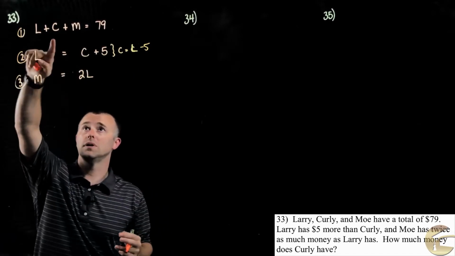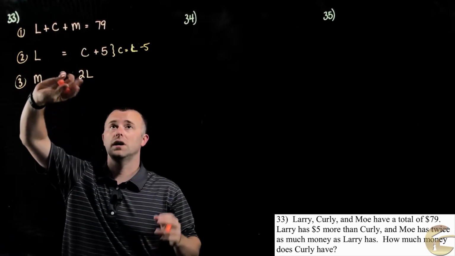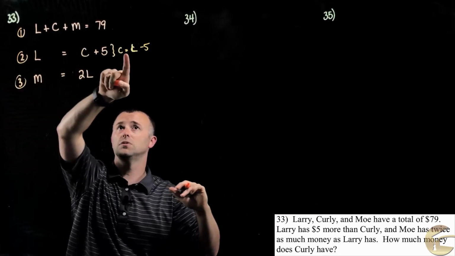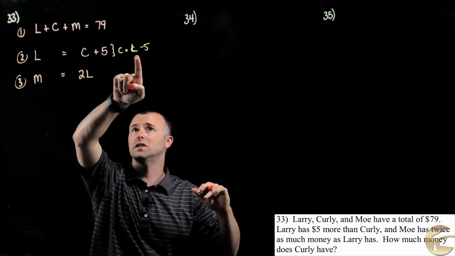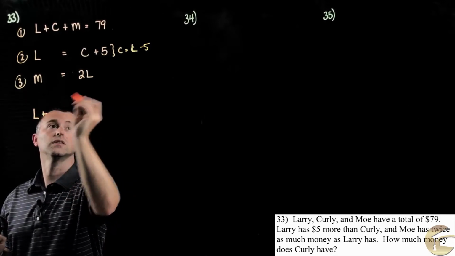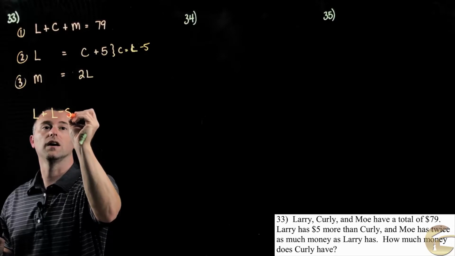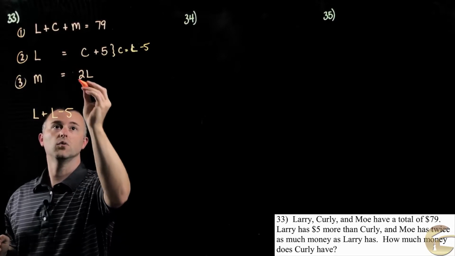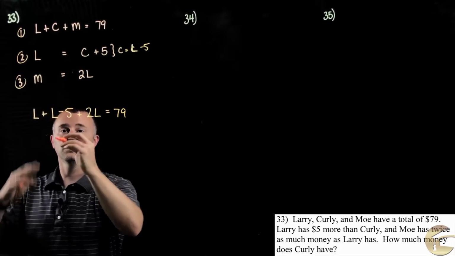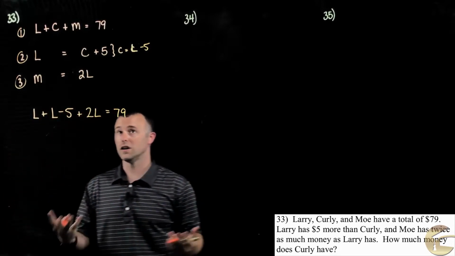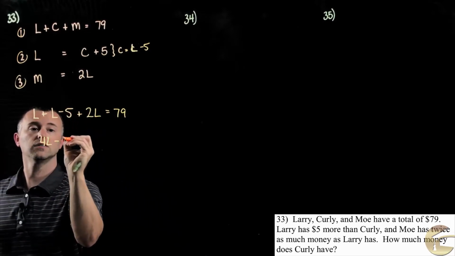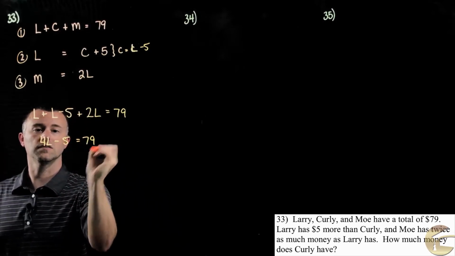I'm going to plug it in up here, and I'm going to solve this. I'm not worrying about what I'm solving for at this point, but I can see I can substitute out my C. I'm going to call it L minus 5. This is going to be L plus C, which is L minus 5. And then I'm going to have M, which I already can see is equal to 2L. And what this is allowing me to do is to solve for L. If I have L, I can start finding other stuff. So in this case, I know I have 4 L's minus 5. Well, that's going to equal 79.